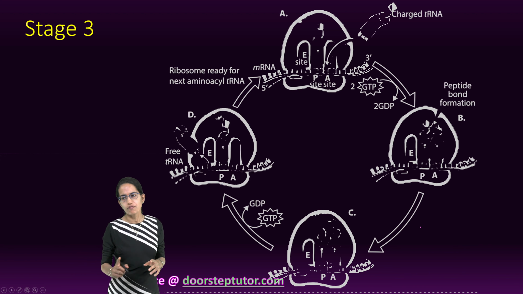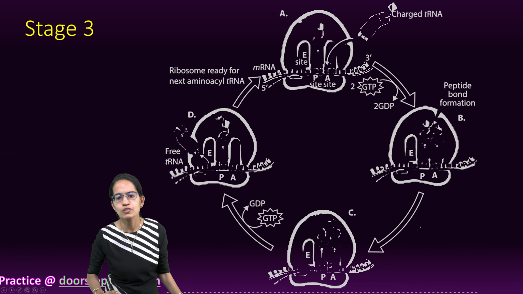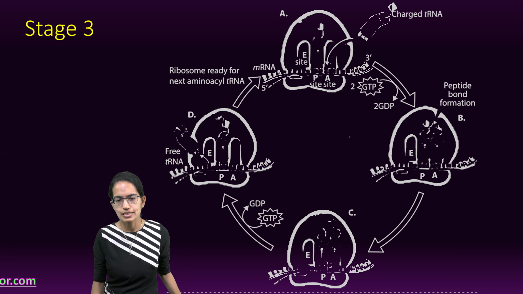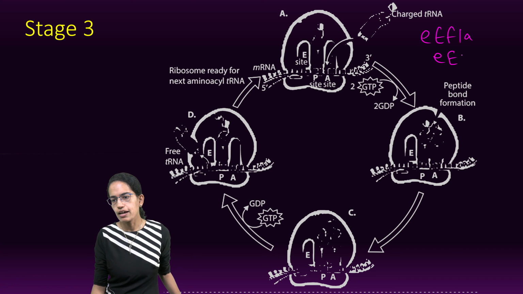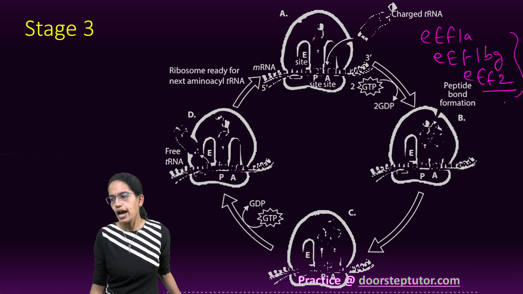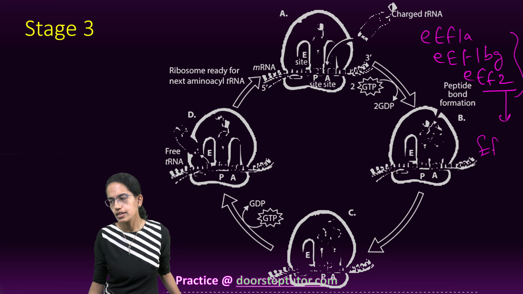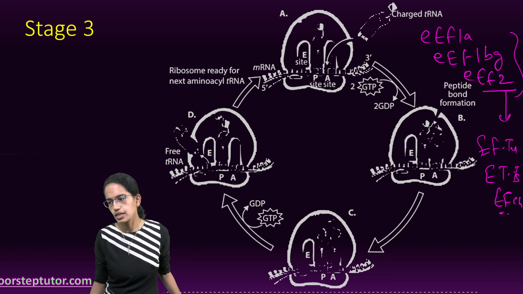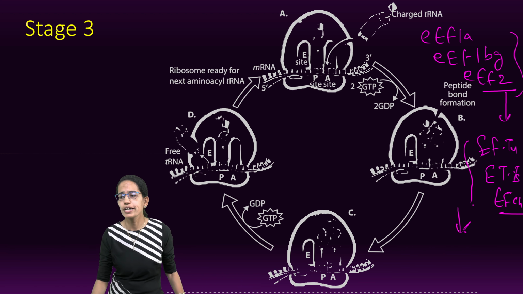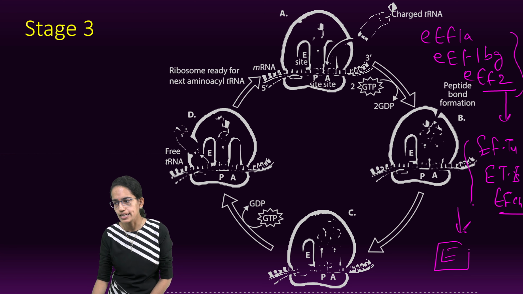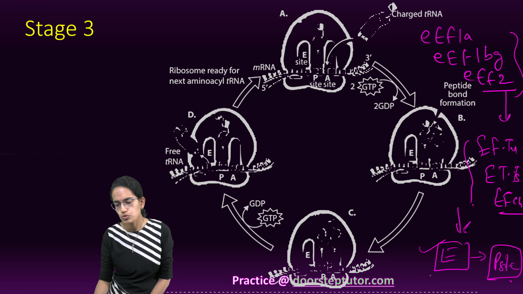The next is the process of elongation. The elongation in eukaryotes is very similar to prokaryotes. However, it requires 3 elongation factors. The elongation factors are EF1A, EF1BG and EF2, and their counterparts in the prokaryotes are EF-Tu, EF-Ts and EF-G. Clear? Also, as eukaryote ribosomes do not have an E site, the uncharged tRNA are expelled directly from the P site. So again, a very important thing is that eukaryote ribosomes do not have an E site.